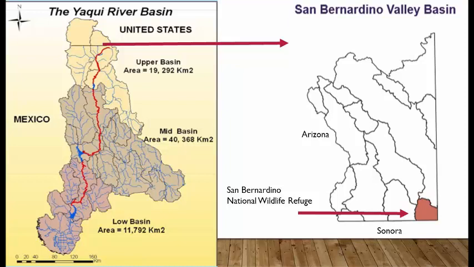So for our purposes, we're just going to be focusing on the upper Rio Yaqui Basin. And that consists of the headwaters, both at the surface and groundwater level, that originate in the United States. So that's the northernmost portion or region of the upper Yaqui Basin.